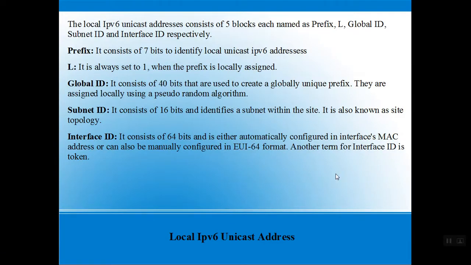Prefix. The prefix consists of 7 bits to identify local unicast IPv6 addresses. L. It is always set to 1 when the prefix is locally assigned. Global ID. It consists of 40 bits that are used to create a globally unique prefix. They are assigned locally using a pseudo random algorithm. Subnet ID. It consists of 16 bits and identifies a subnet within the site. It is also known as site topology.